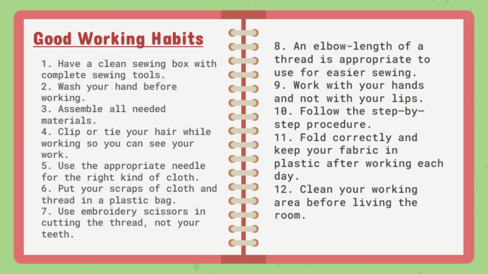Good working habits. Number 1. Have a clean sewing box with complete sewing tools. 2. Wash your hands before working. 3. Assemble all needed materials. 4. Clip or tie your hair while working so you can see your work. 5. Use the appropriate needle for the right kind of cloth. 6. Put your scraps of cloth and thread in a plastic bag. 7. Use embroidery scissors in cutting the thread, not your teeth. 8. An elbow length of thread is appropriate to use for easier sewing.